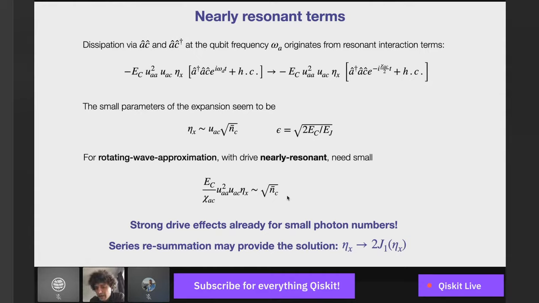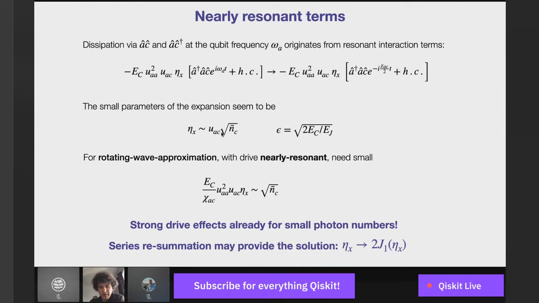So what I'm telling you here is that this is a perturbation theory that we set up, and the validity of this perturbation theory is guaranteed by the smallness of this parameter, as opposed to this parameter, which is in fact much smaller than n bar because of this hybridization coefficient here. So the take-home message is that the results of this theory are qualitatively correct, but need to be taken with a grain of salt. How large can n bar be? Strong drive effects already affect us for small photon numbers. This is one take-home message.